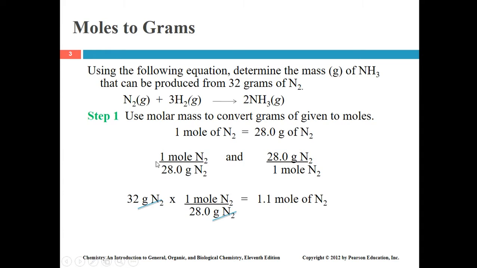Now we can write it either way, 1 mole of N2 over 28 grams of N2, or 28 grams of N2 over 1 mole of N2, but we got to do it the right way. So let's write what we are going to start with. That's the 32 grams of N2. So we start with that.